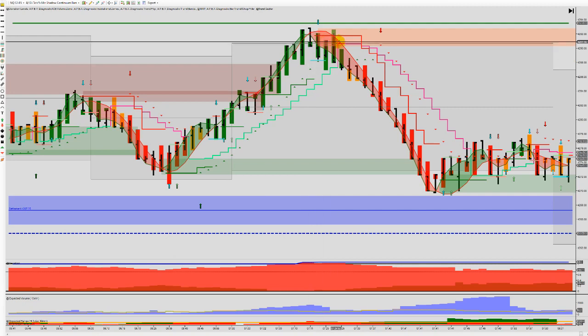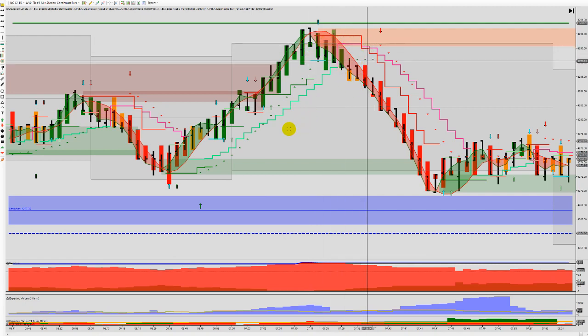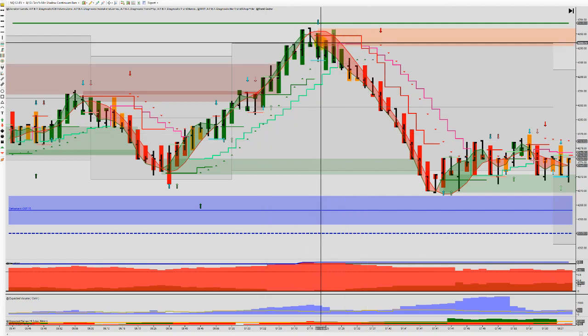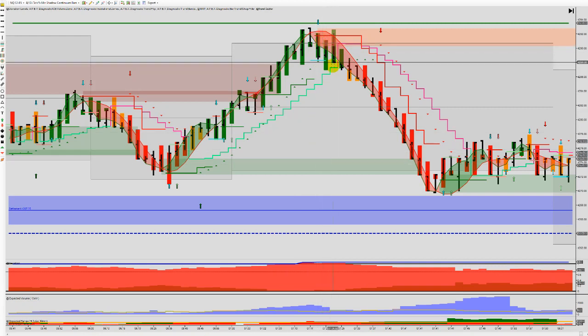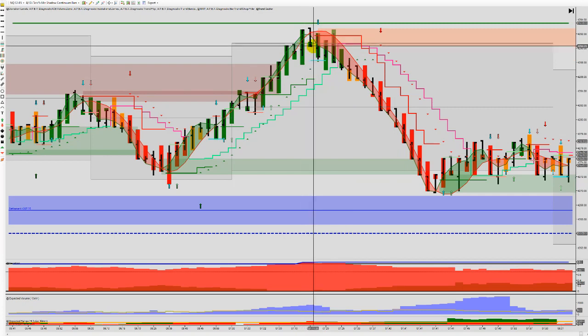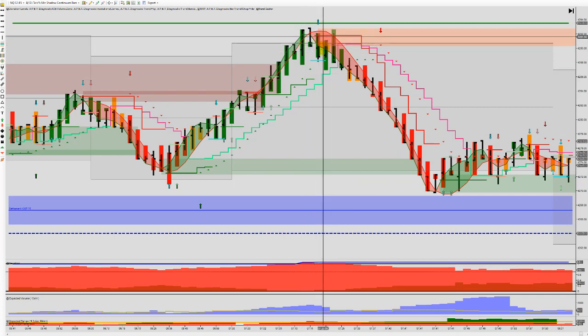If not, I'll wait until things line up. Like right here, these are not close. Twenty points apart is not close. Would that trade have worked? Yes, it would have worked beautifully. Am I going to take it? No. The trend catcher didn't even fire off.